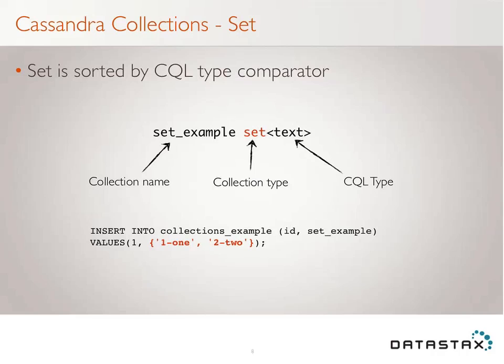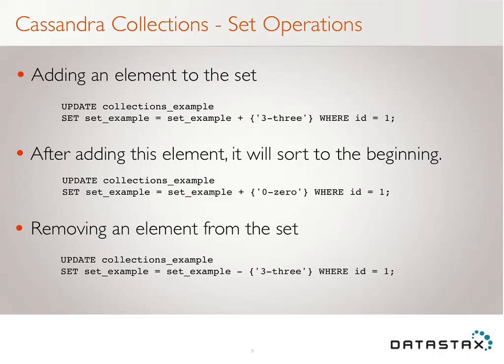Now, I'm going to go a little more in depth about how you add and subtract data. So if I want to add an element to the set, I do this plus equals business where I say set example equals set example plus the new element that I'm going to add to the set. Now, when I do this, the 3 is going to sort to the end because 3 just fits in that collating order, and that's fine because that's what I'm using a set for.